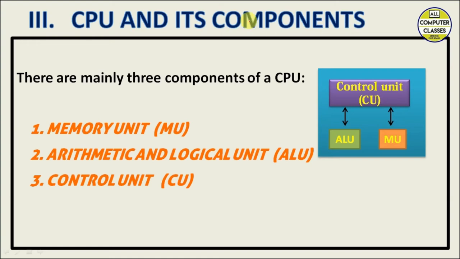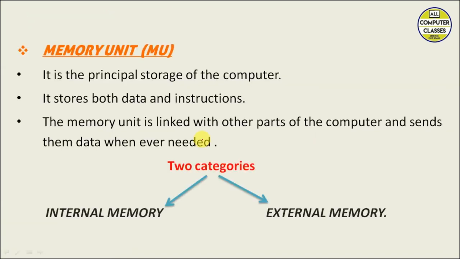Now let's see what are the main components of central processing unit. So 3 components: memory unit, control unit, and arithmetic logical unit. So we will be covering these 3 things in detail now. So first of all, memory unit. So what is memory unit? Memory unit, it is the principal storage of computer. It stores both data and instruction, right?